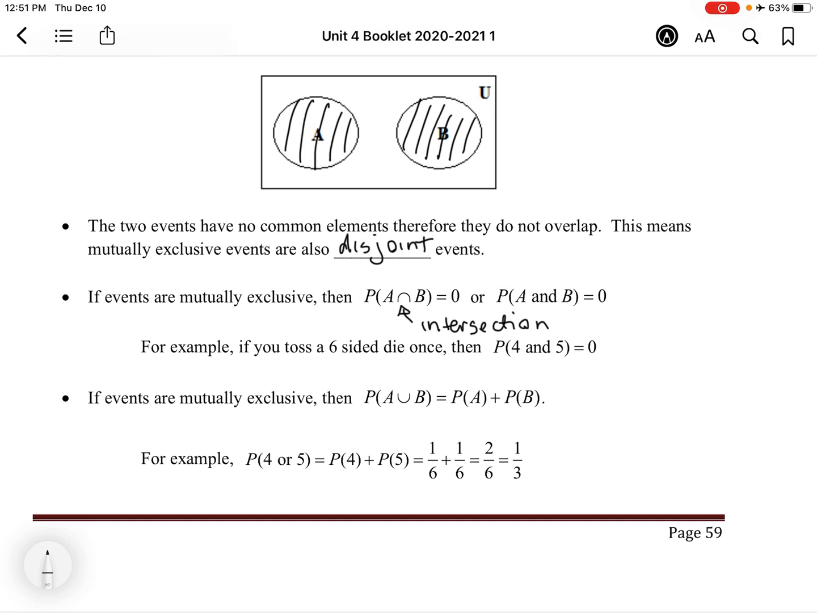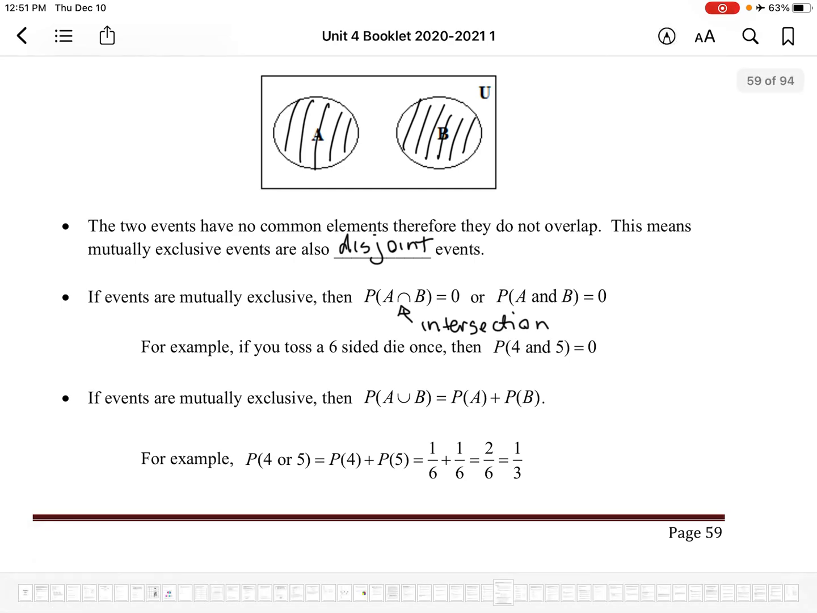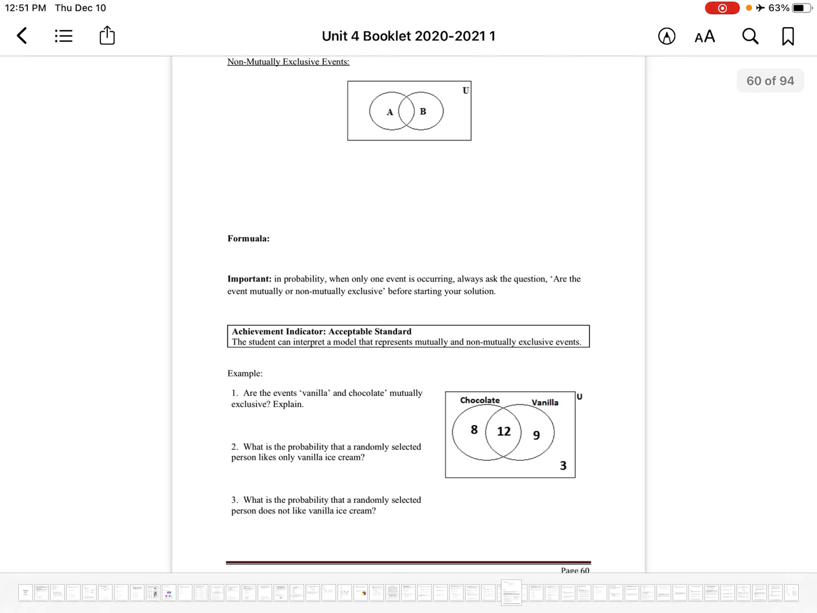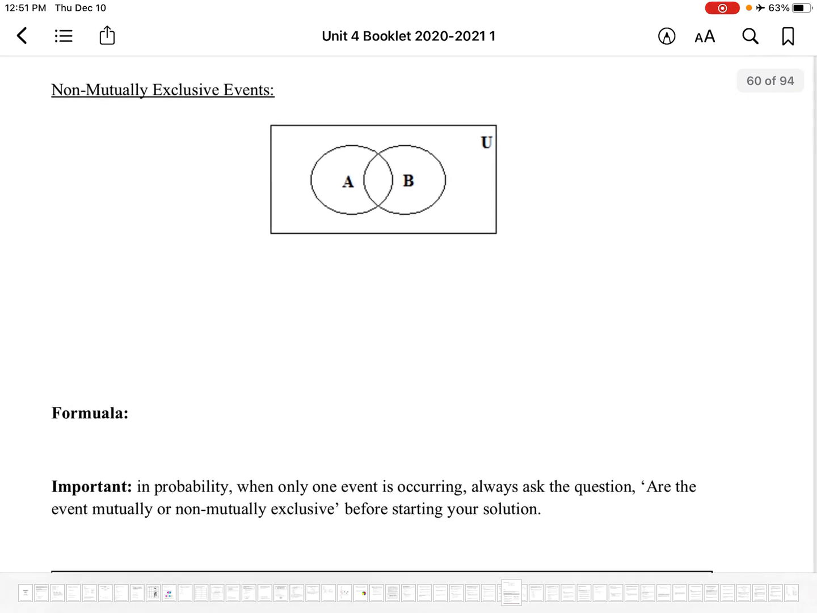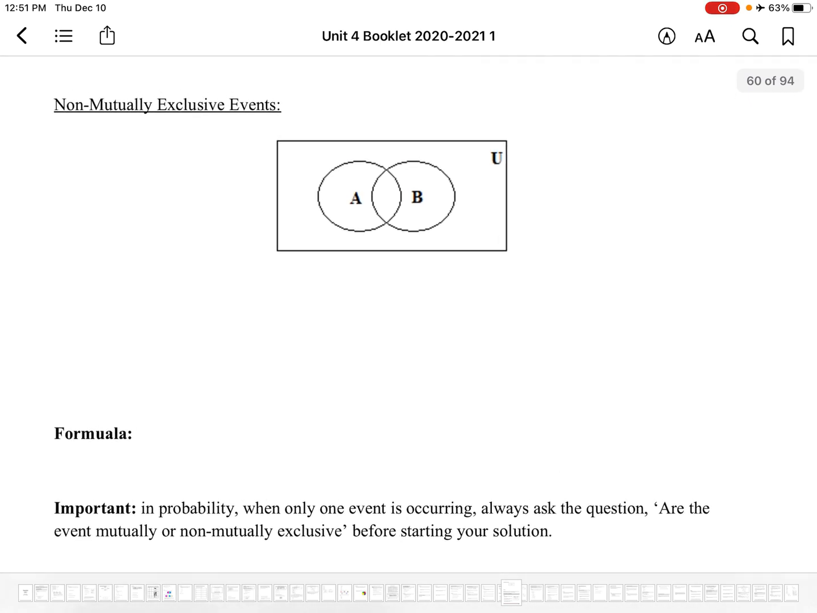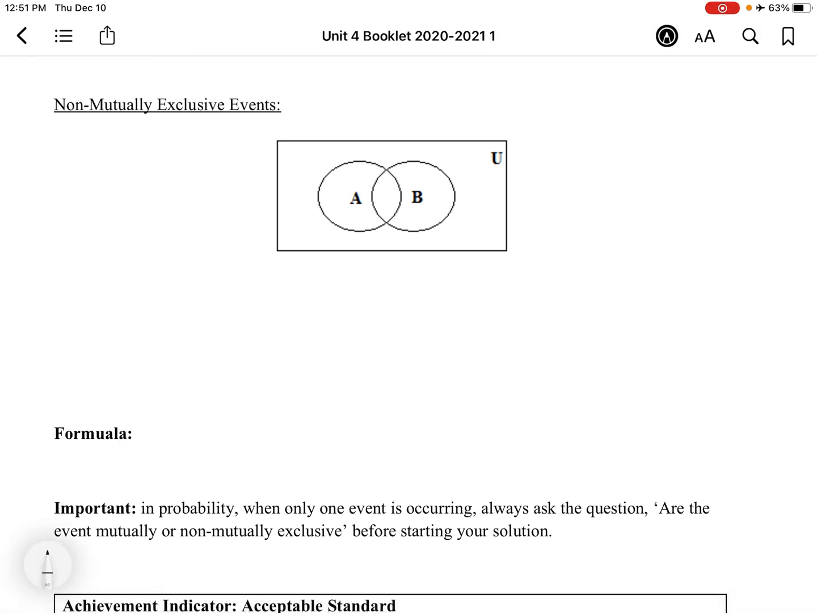Okay? When things are not mutually exclusive, then there's going to be some overlap because they are going to share some common elements. Okay, so the two events will share common outcomes.